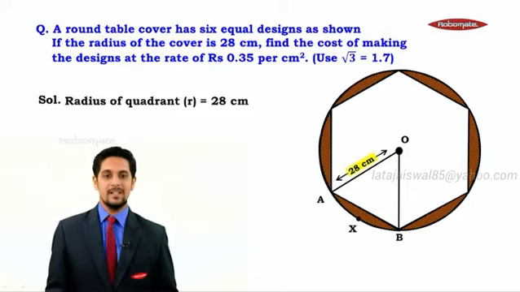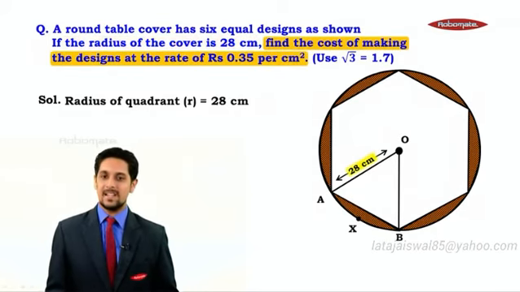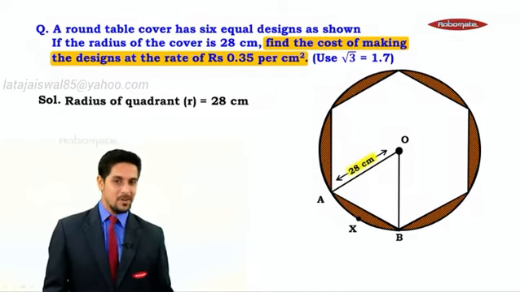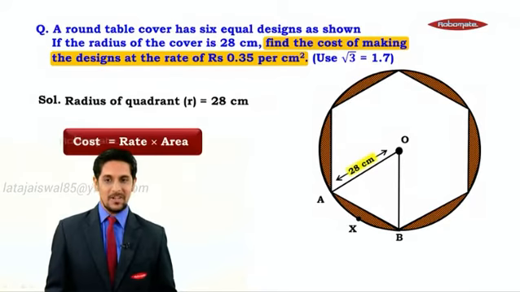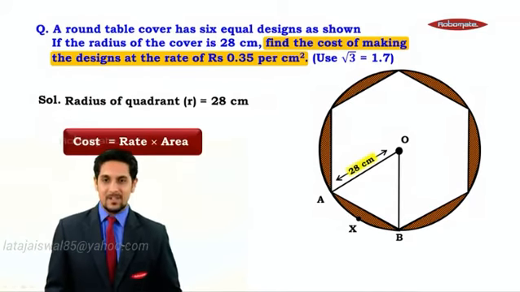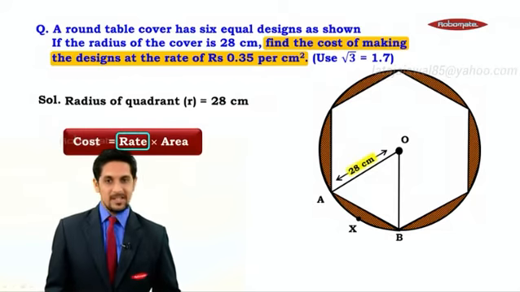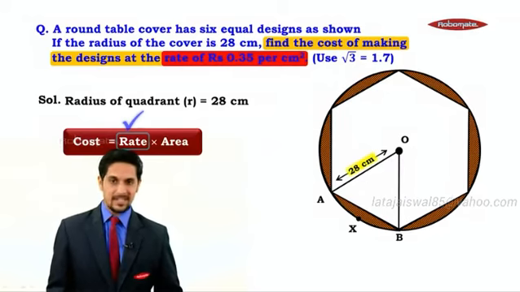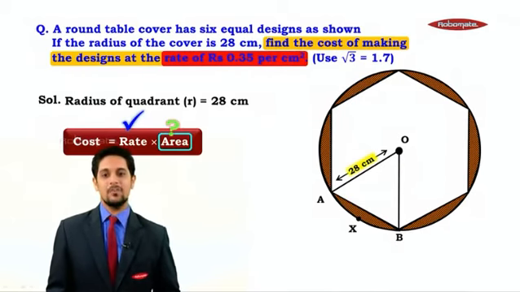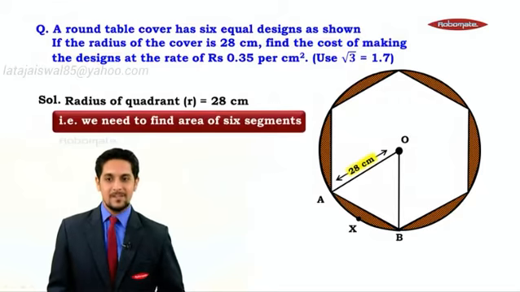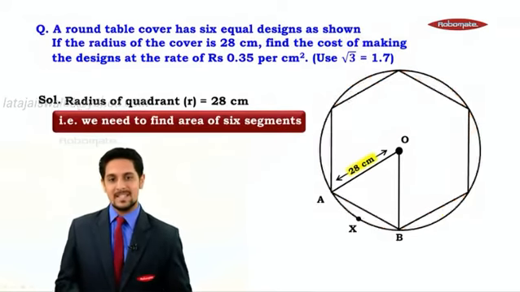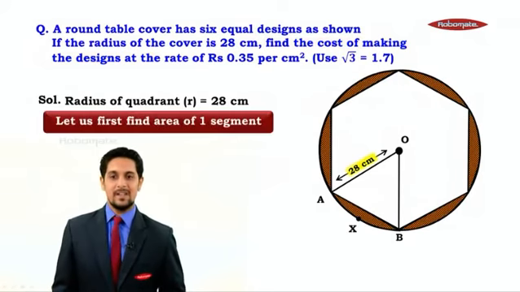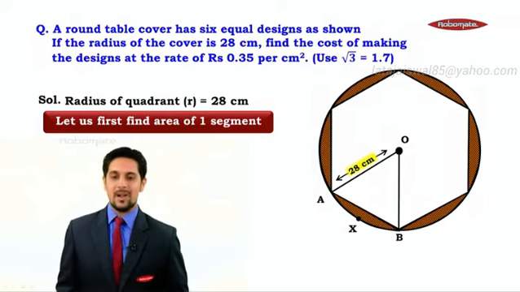Students, we are supposed to calculate the cost of making the designs at the rate of rupees 0.35 per centimeter square. And we know the formula to find the cost is equal to rate into area. So students, if you observe carefully, the rate is already mentioned, which is 0.35 per centimeter square. Let us focus on finding the area of these designs. That means we are going to calculate the area of 6 segments, as you observe in the figure. For that, students, let us find the area of one segment.